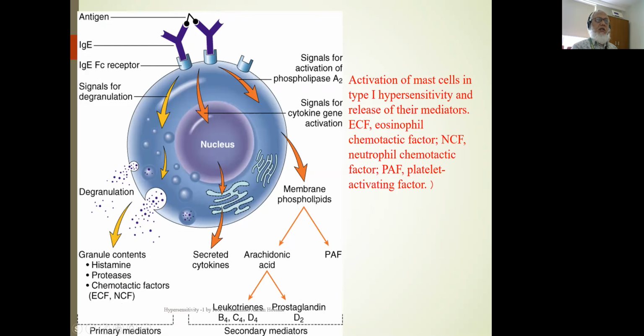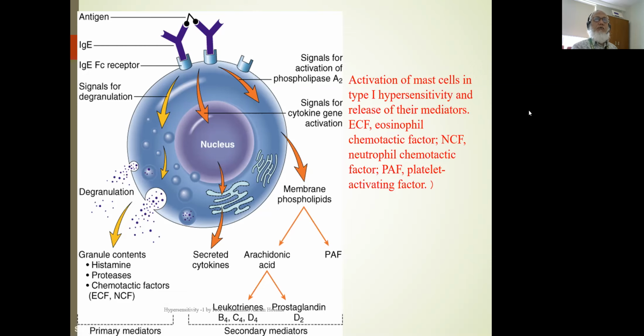And there is another mechanism, membrane, this signals for activation of phospholipase A2. There are three signals: signals for degranulation, signals for cytokine gene activation, and signals for activation of the phospholipase A pathway. And that pathway will lead to arachidonic acid and later activating factor, that is leukotriene B4, C4, D4, and prostaglandin D2. All these are secondary mediators.